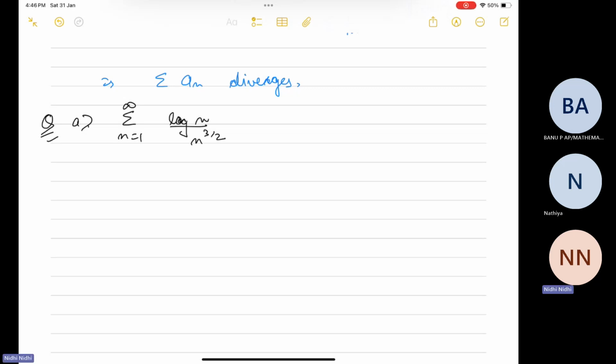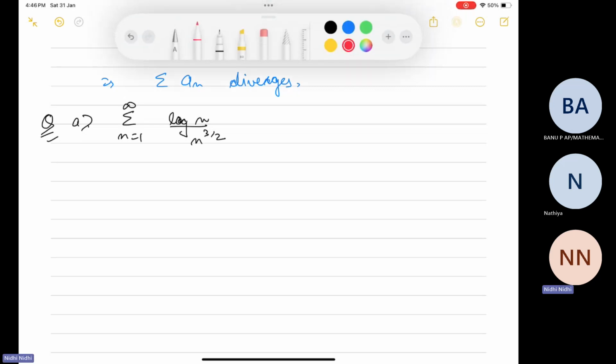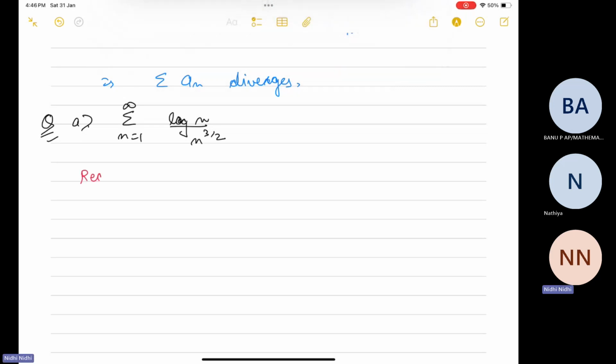So in order to see the convergence of this series, we need to know firstly, recall, that you can check this using basic L'Hopital rule also: limit n tending to infinity log n upon n to the power alpha goes to 0 for every alpha positive. So I'll be using that.